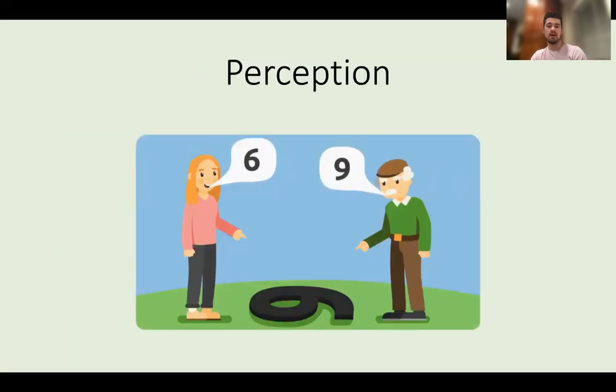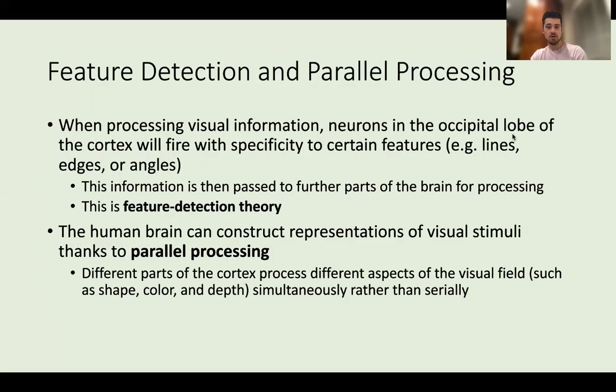Okay, a little bit about perception now. So feature detection and parallel processing. When processing visual information, neurons in the occipital lobe of the cortex will fire with specificity to certain features. So this is sort of what feature detection theory is. There are just different parts of the brain that are going to only fire when we are looking at certain things. So maybe a smaller part of the cortex is going to fire when we're looking at lines or edges in a specific orientation, or angles in a specific orientation even.